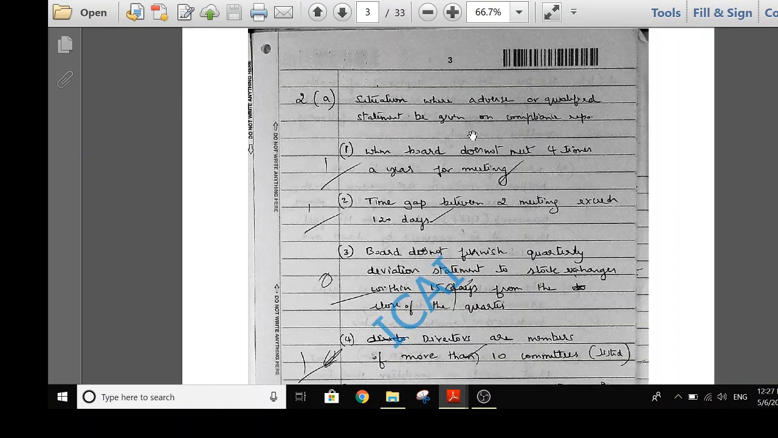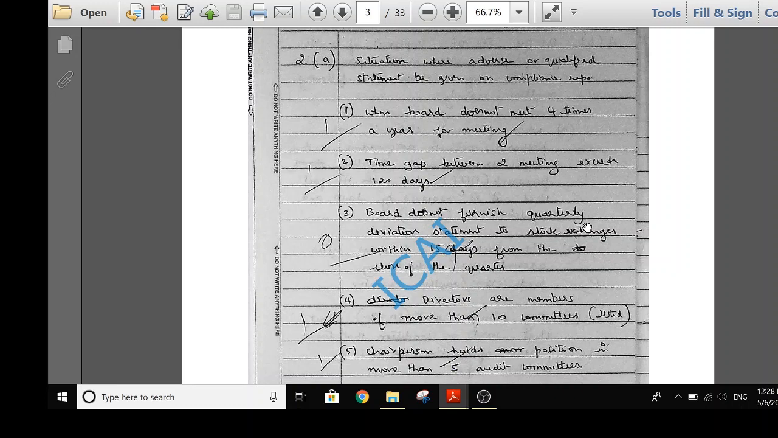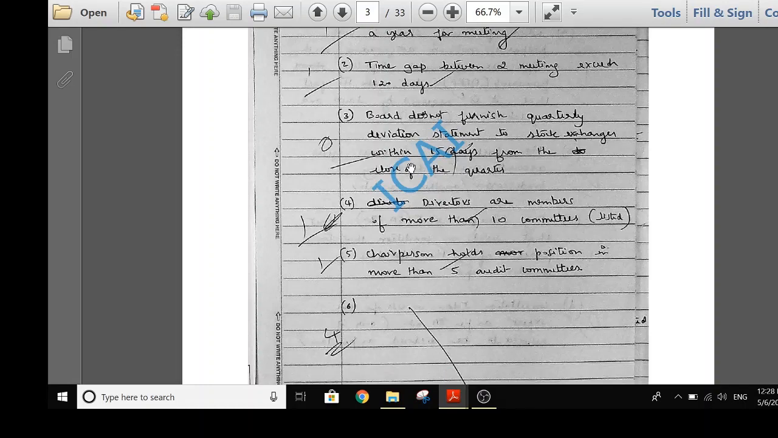In the suggested answer they have written many points, but since the question was asked for 5 marks, I had just written 5 points. In one of them, 1 point is actually a wrong statement. I don't know why they have marked it wrong, though it's a correct statement, but I scored full marks for each point I had written. So as simple as that, I've just written, when the board does not meet 4 times a year, 1 mark is given for that. When the time between 2 meetings is more than 120 days, 1 mark is given for that. Like that, I've written 4 correct points and I've been given full 4 marks.